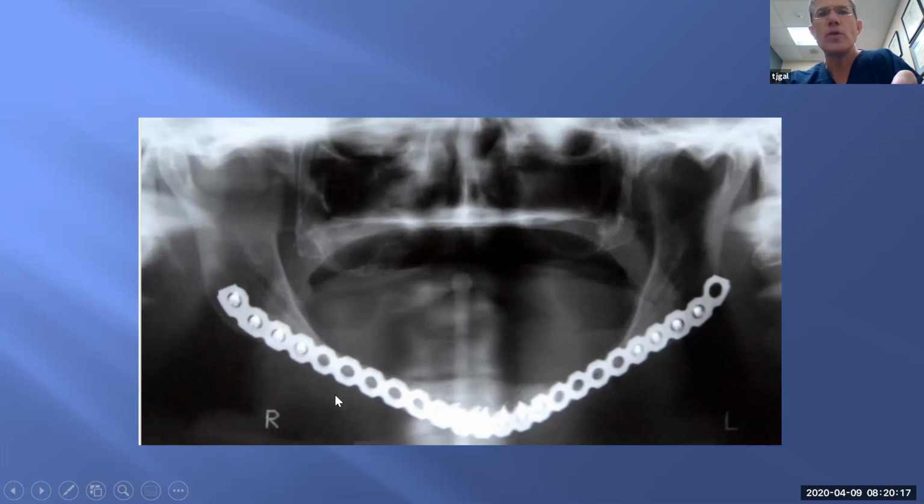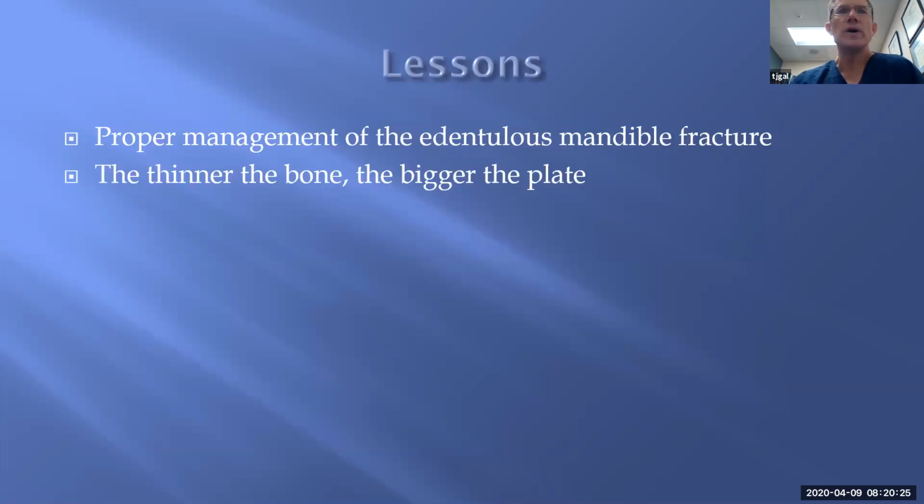And again, the poorer the bone, the bigger the plate, which is sometimes not intuitive. Okay, and so this is the end point, probably proper management of the edentulous mandible fracture. Initially, not a great choice. And to re-emphasize the point, the thinner the bone, the bigger the plate.